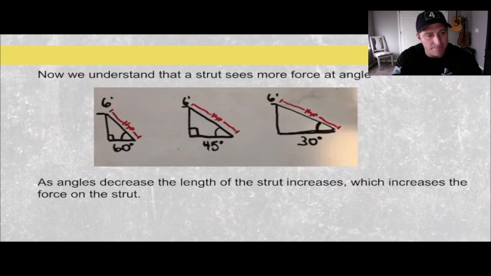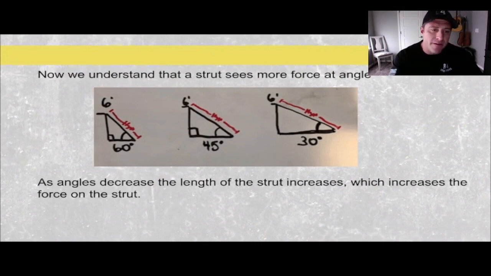And so I know what that adjacent angle is to the A side, 60 degrees, and then I look at that hypotenuse. That hypotenuse isn't very long. And then as I go over to 45 degrees, I see that hypotenuse becomes longer in moment. And as I go to 30 degrees, that hypotenuse gets even longer in moment. Well, what happens is as these struts get longer, when they're seeing force, as we said before, we know that they're at angles and they get more force because of the vector. Well, the longer that moment is, the more force there's going to be.